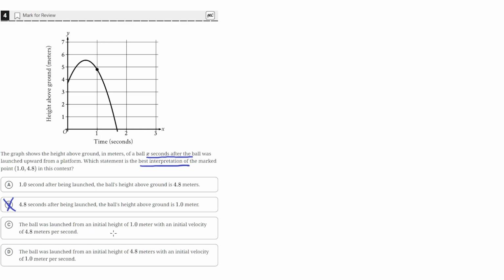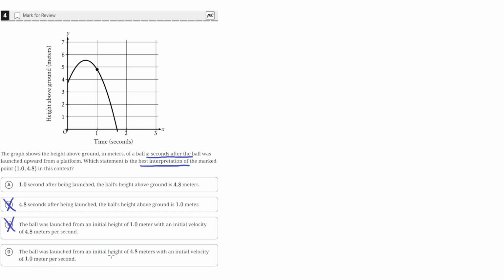C. The ball was launched from an initial height of 1 meter with an initial velocity of 4.8 meters per second. This is incorrect because nowhere does it say that the y represents the initial velocity or that the initial height is represented by the x. So C is incorrect.